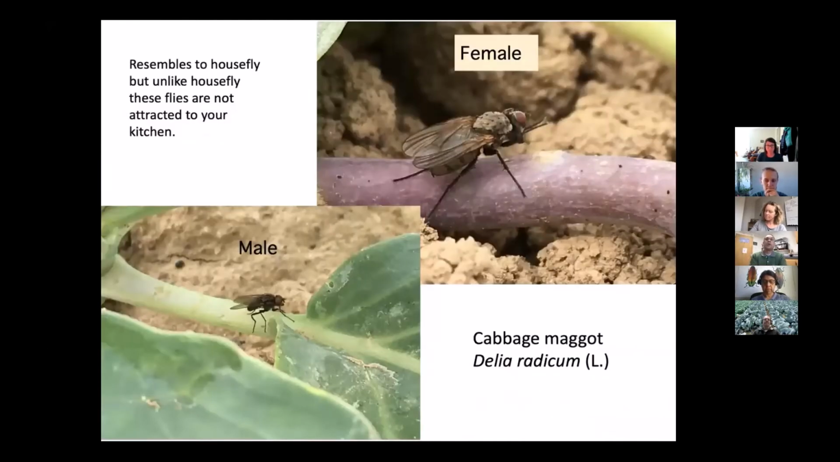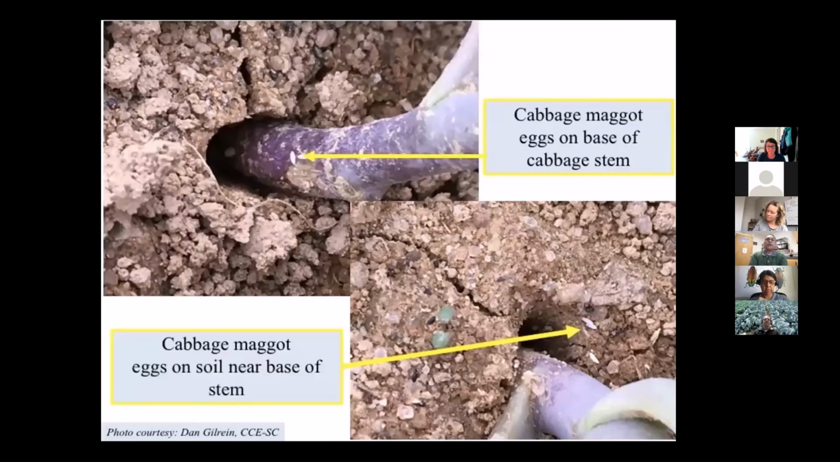So here, let's get to know the cabbage maggot fly a little bit. It resembles a housefly, but unlike a housefly, it will not come into your kitchen. It will rather go to your cabbage field. So here you see the female in the top picture is a little bit larger than the male, which is in the bottom picture, and the female is a little bit grayish in color, and the male is a bit blackish in color.